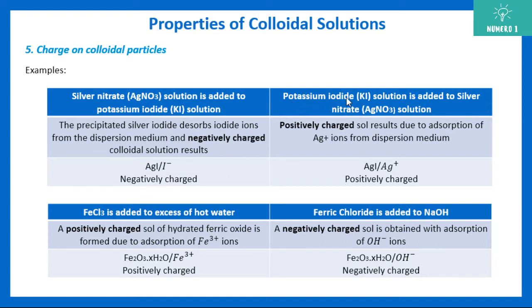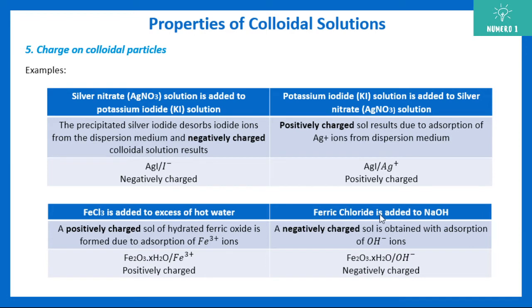In the same way, if potassium iodide KI solution is added to silver nitrate AgNO3 solution, what will happen here? Here you will get a positively charged sol, which will be AgI adsorbing Ag plus ions on top of it, resulting in a positively charged sol. Now, if FeCl3 is added to excess of hot water, this also results in adsorption of Fe3 plus ions, so it gives a positively charged sol.